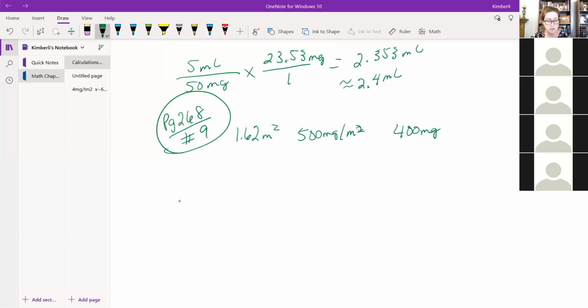Okay, so it doesn't tell you what the usual adult dose is, right? Because they're already an adult. So we're going to calculate this by per meter squared. So we want to know how many milligrams, right? 500 milligrams per 1 meter square. The patient is 1.62 meters squared.